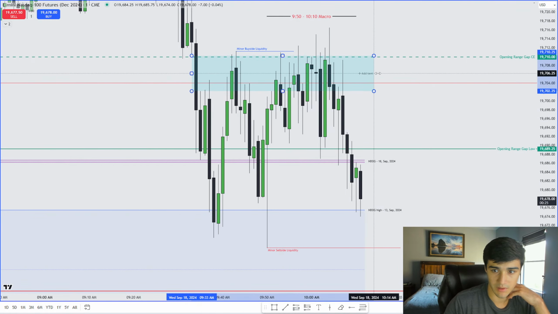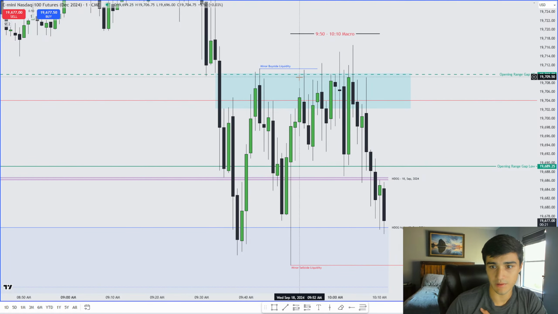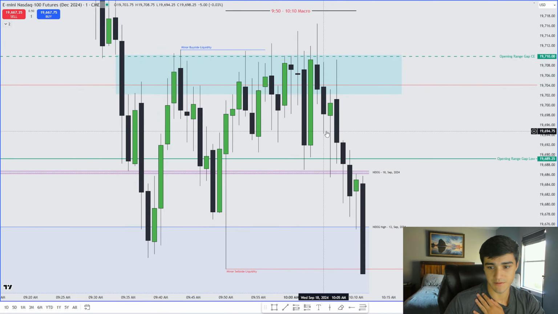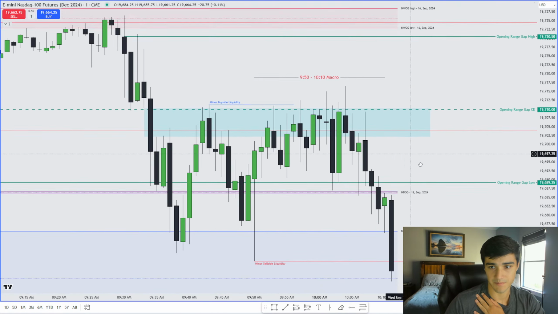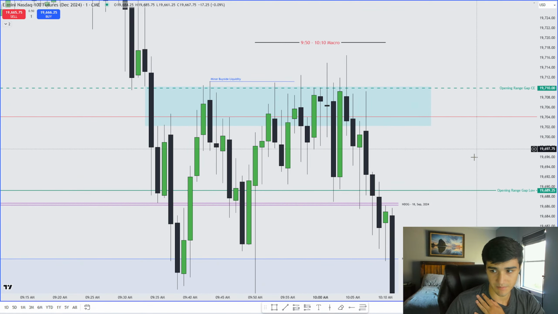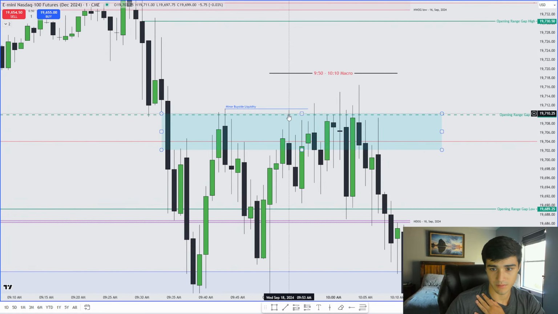Notice how we never close above the first presented fair value gap. And look how it acts as a brick wall. So if the market wasn't showing me these conditions here, and it was clean, and there was separation in the ranges, and there's imbalances forming, this is exactly what I would want to see. Notice how we take a short-term high. Oh my God, what is going on?